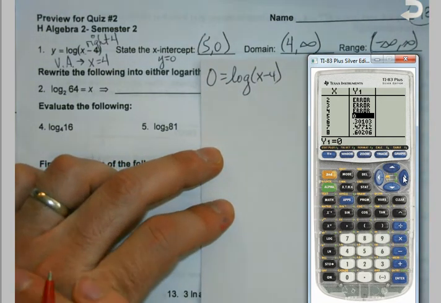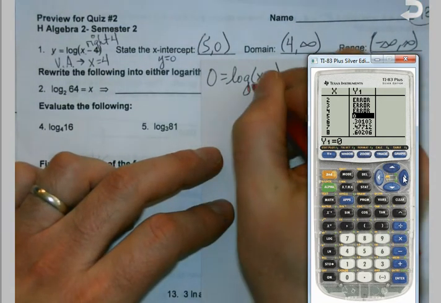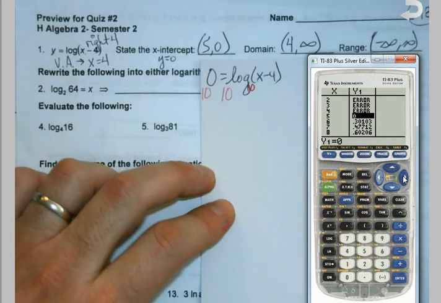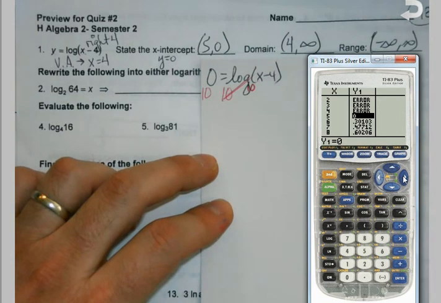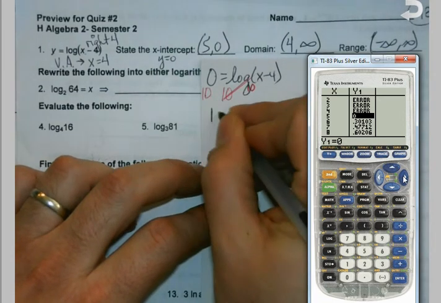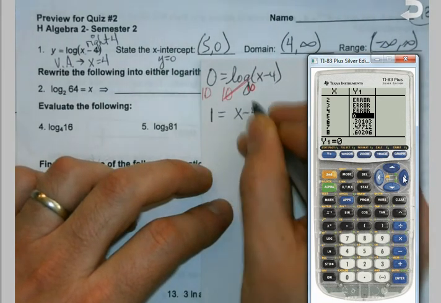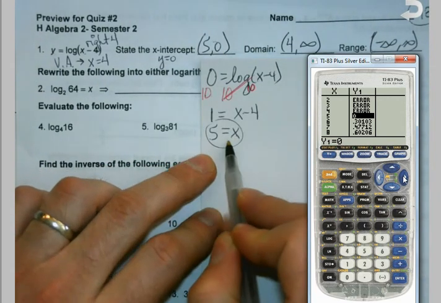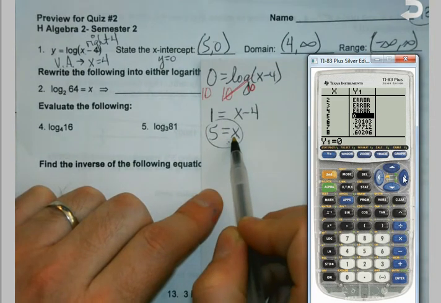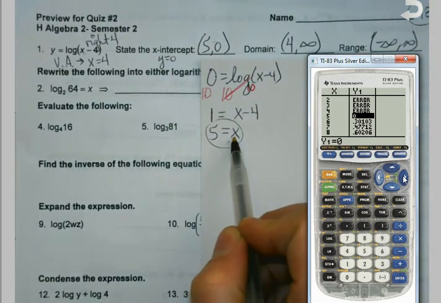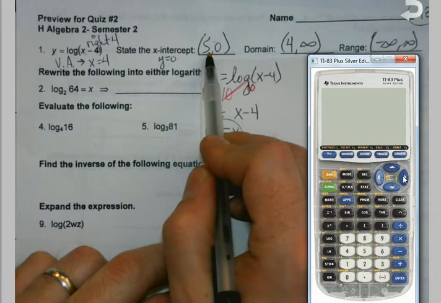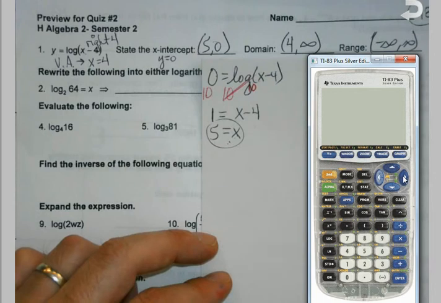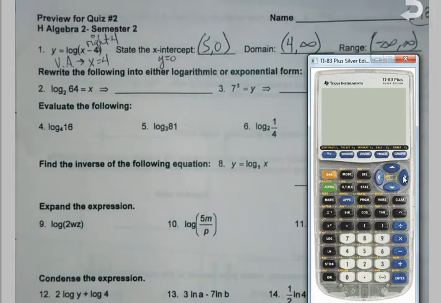We just got done saying if I don't see a base number for that, I assume it's 10. So to exponentiate, I would use 10. 10 to the 0 power is 1 equals x minus 4, and then I'd add the 4 over. Okay? But do not write this as your answer, because if you did, that's a vertical asymptote, x equals 5. That's not what we want. We want a coordinate point, because that's what the intercept is. So whether it's algebraically or using the calculator, both of them get me to the same spot and are a fine way to get the answer.